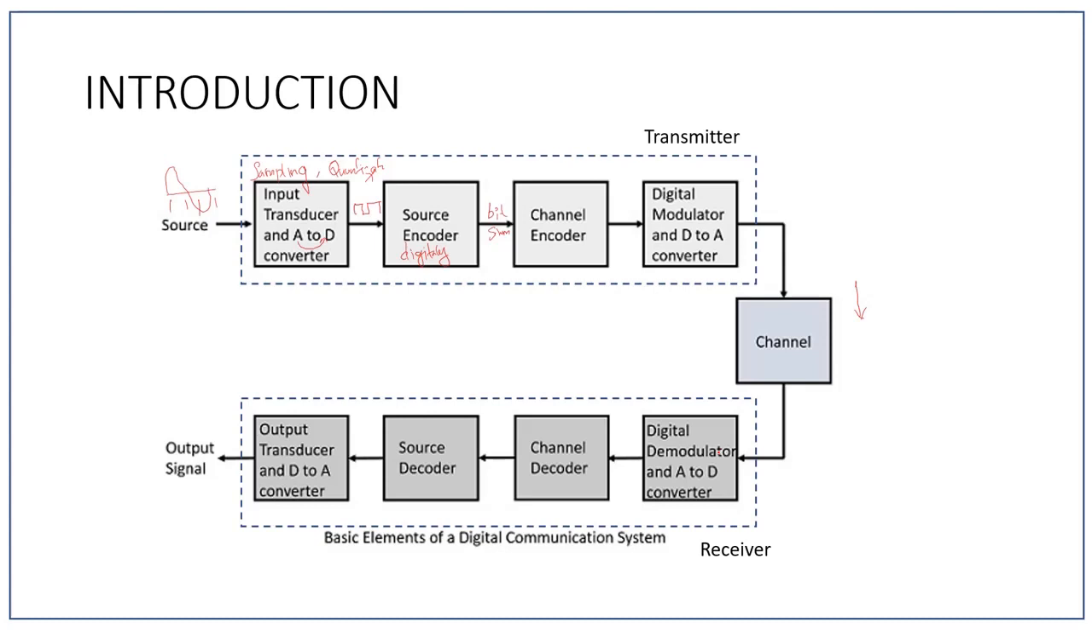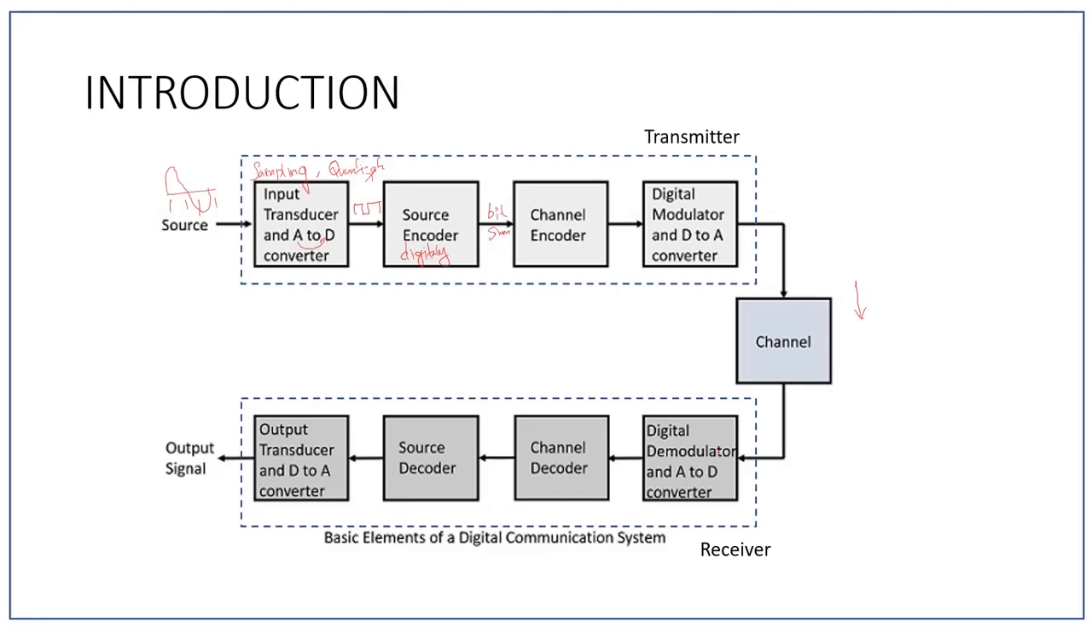It predicts its possible waveforms, and then it goes to an output transducer. Here the digital signal is again converted into the analog signal, and then it goes to the signal output. So this is the basic way in which digital communication occurs.